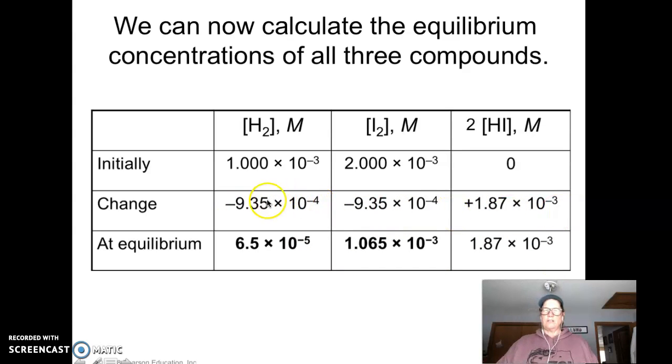Your product's always positive because you're using these to make this. So you're losing these and gaining this, and then you've got your numbers at equilibrium. This is where the numbers aren't going to change anymore.